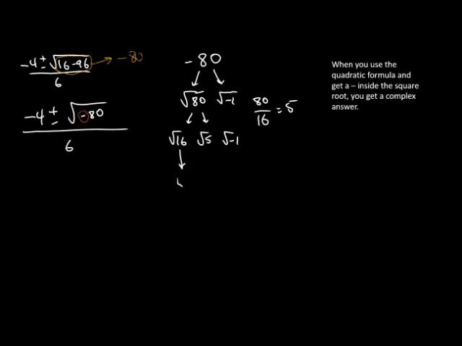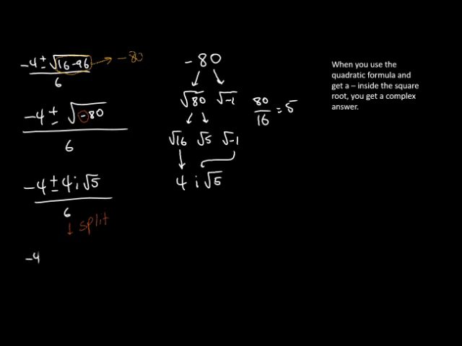However, square root of 16 is 4. Square root negative 1 is i, with a square root 5 left over because there is no perfect square that can divide out of 5. Therefore, we now have negative 4 plus or minus 4i root 5, and then both terms will be divided by 6. To simplify a little bit further, we can now split those fractions.